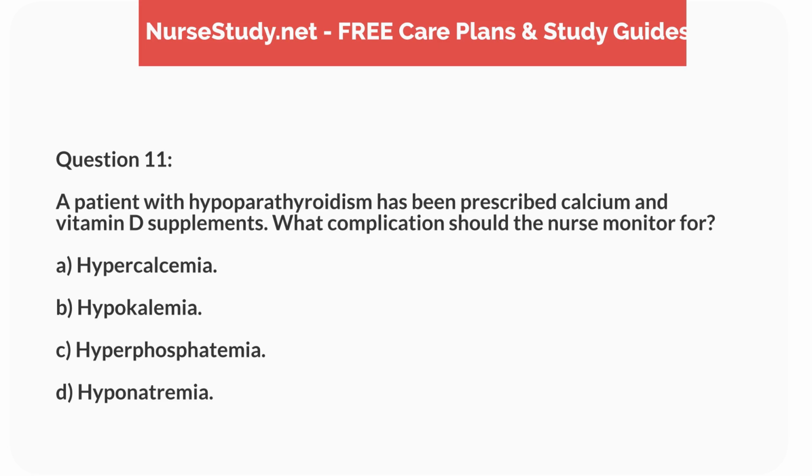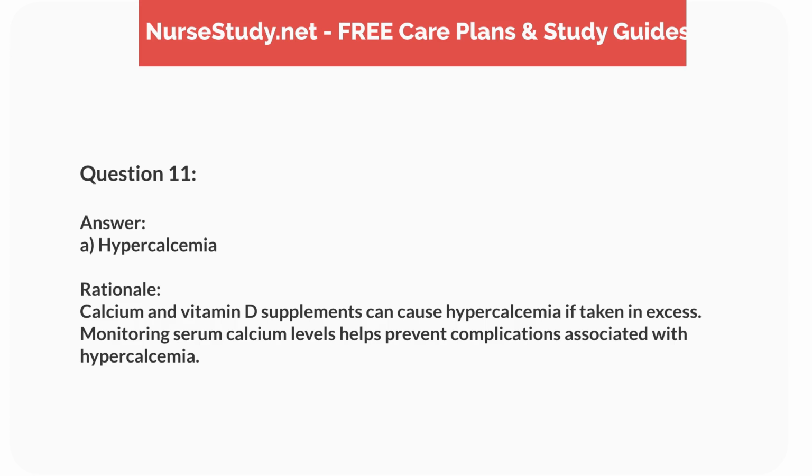Hyperphosphatemia. D. Hyponatremia. Answer: A. Hypercalcemia. Rationale: calcium and vitamin D supplements can cause hypercalcemia if taken in excess. Monitoring serum calcium levels helps prevent complications associated with hypercalcemia.